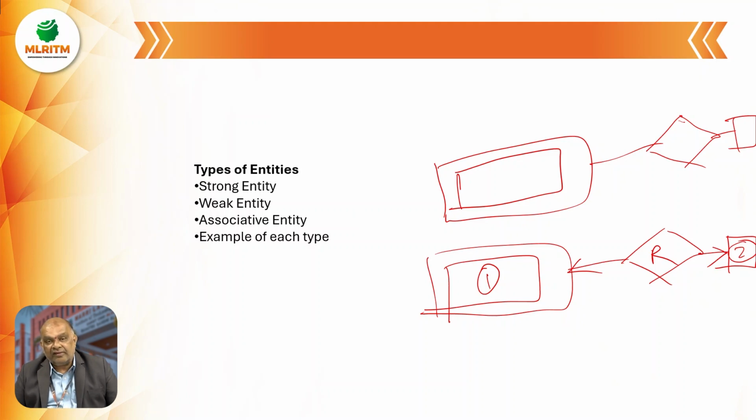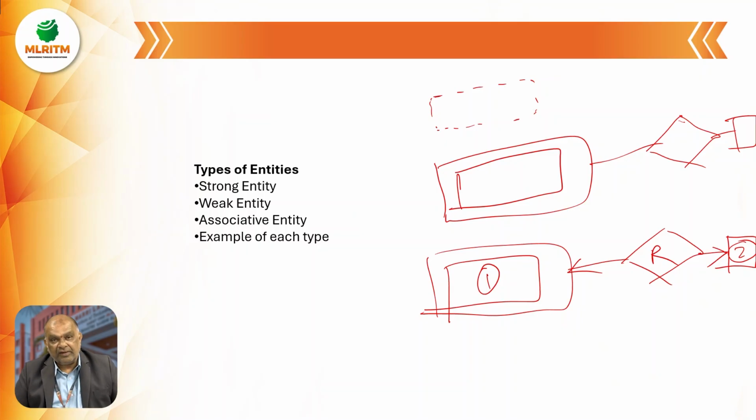Weak entity means there is no primary key. A weak entity we are going to represent with dotted lines. So this is dotted. A weak entity cannot form a primary key. So we can represent that with dotted lines.